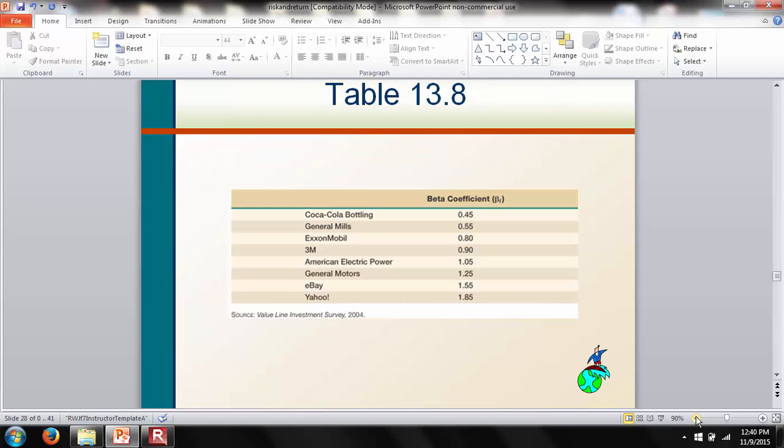Okay. So what are the systematic risks of different stocks? For Coke, it's 0.45. For 3M, it's 0.9. eBay is 1.58, and Yahoo is 1.85. So what does it tell you? Basically, it tells you how these stocks move with reference to the market. So the beta of a portfolio, basically it tells you when the market moves by 1%, by how much does your stock move. Okay? And all said and done, the beta of the market is 1.